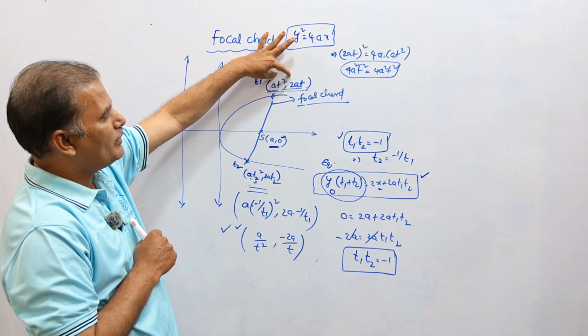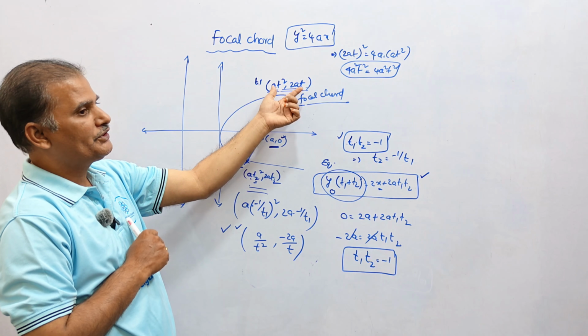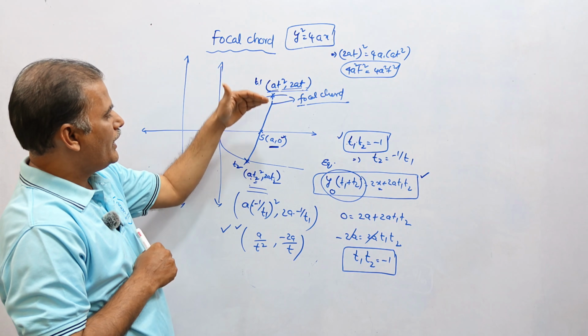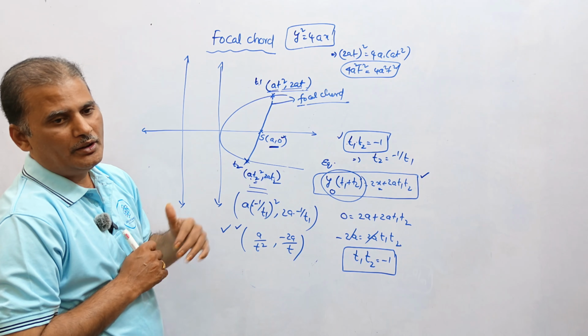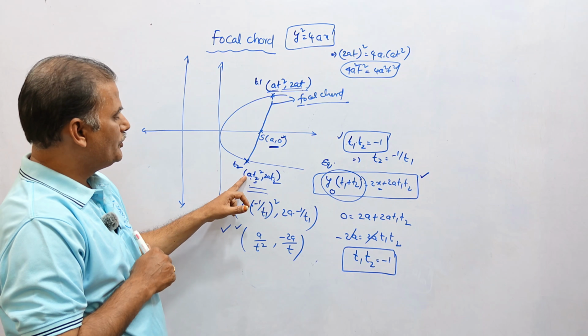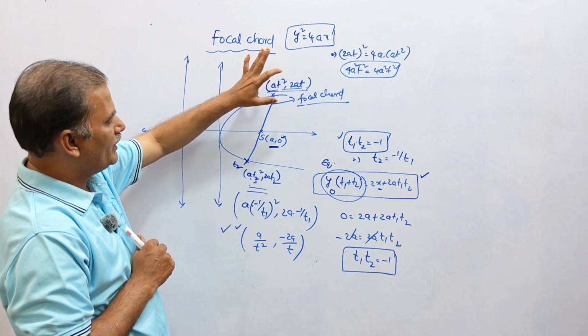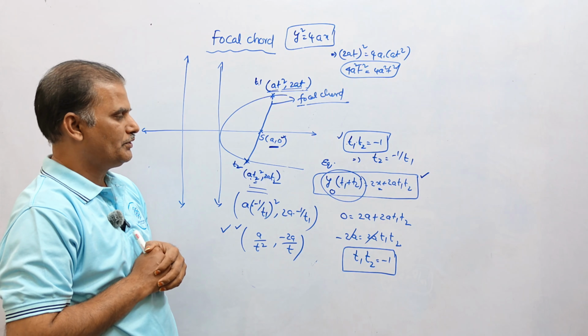The endpoints of the focal chord: see, (at square, 2at) is the parametric formation. This point satisfies the parabola y square is equal to 4ax. Now I find here the second endpoint of the focal chord. See, (at2 square, 2at2), because here for T1 we apply at1 square, and for T2 we apply at2 square comma 2at2.